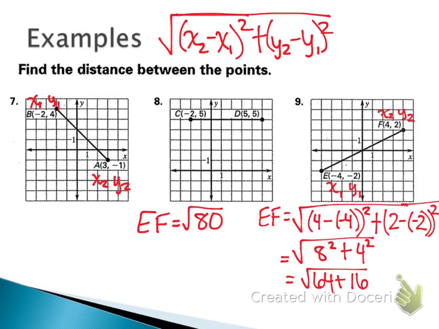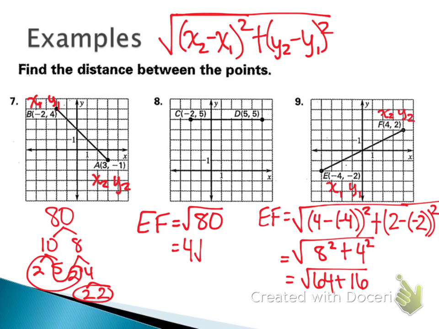Is that simplified? No, we can break 80 down. What will 80 break into? 10 and 8. 10 breaks into 2 and 5. 8 breaks into 4, which breaks into 2 and 2. Okay, what do I have pairs of? How many pairs of 2s? 2 pairs of 2s. If I bring both of those out and multiply them together, I get a 4 square root of 5 was left over.